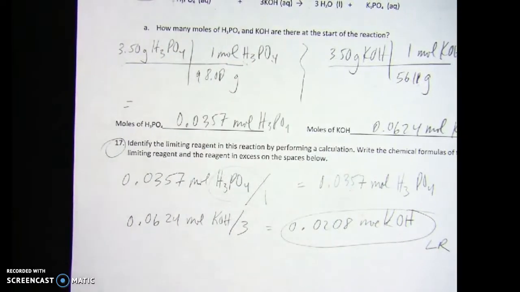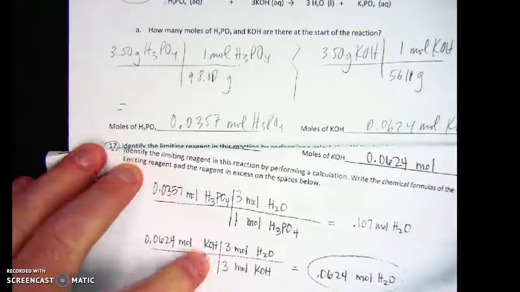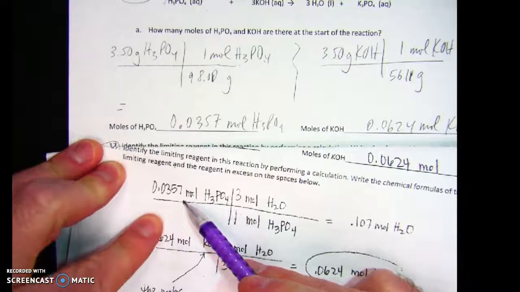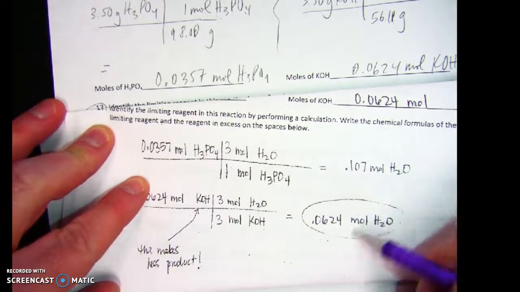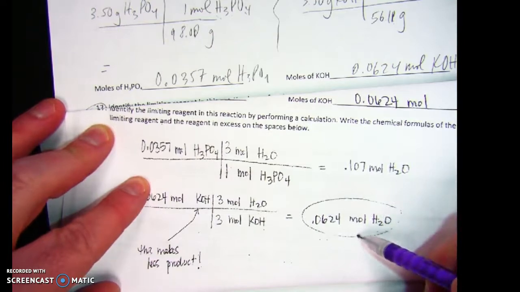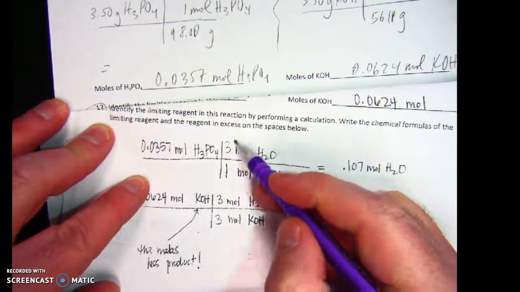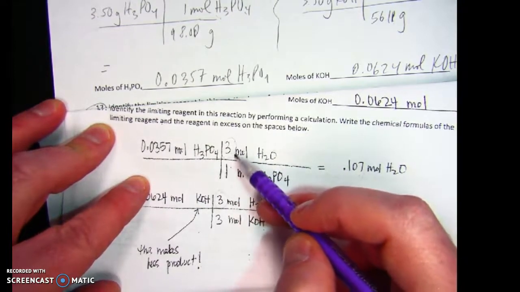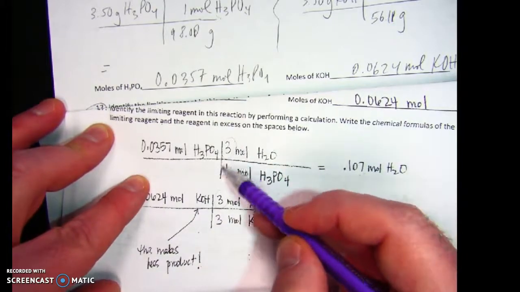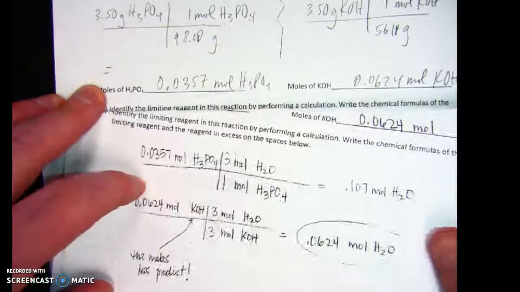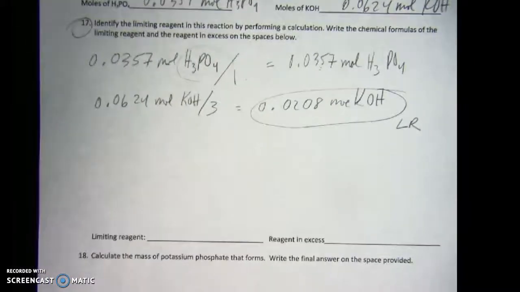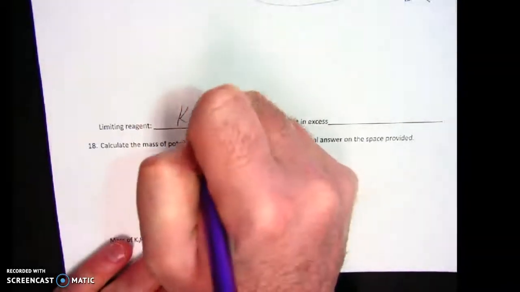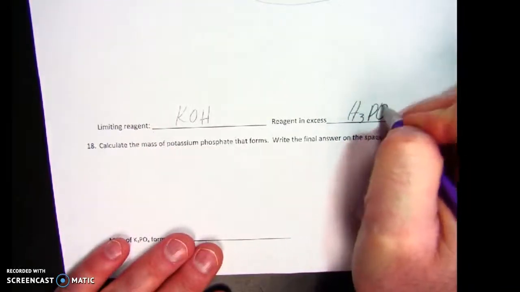Another way to do this would be to pick a product. For example, one of the products is water. You can relate the starting amount of each of these substances to the same product. Whoever gives you less of that product will be the limiting reagent. Notice that this step involves an additional relationship on top, right? You're relating it to water, but the same denominator is true as in my example. So in either case, you find that KOH is the limiting reagent. So we identify KOH as our limiting reagent, and our reagent in excess is H3PO4.